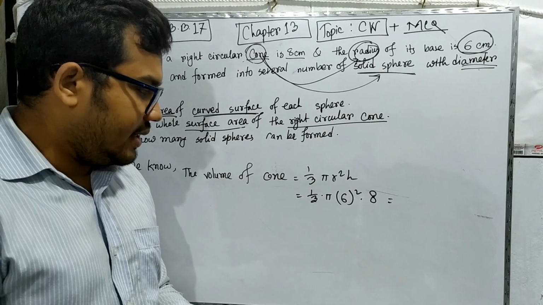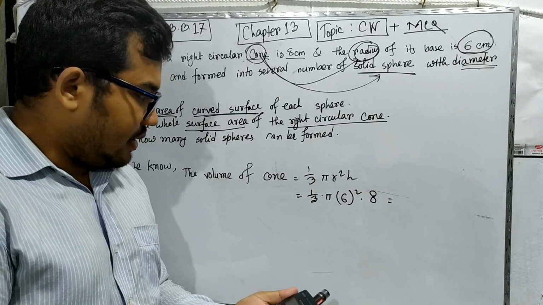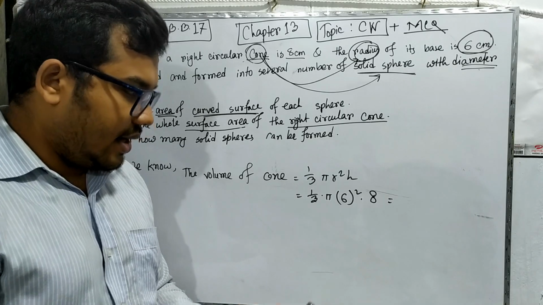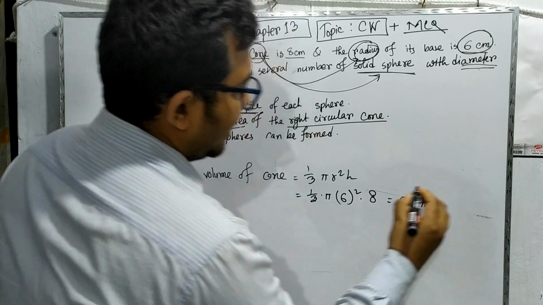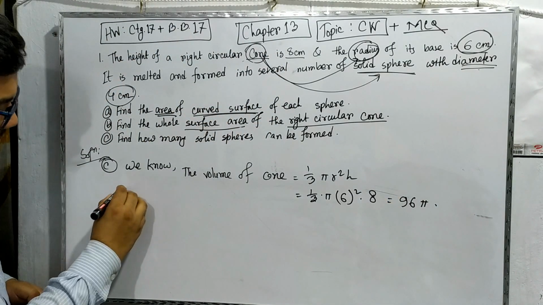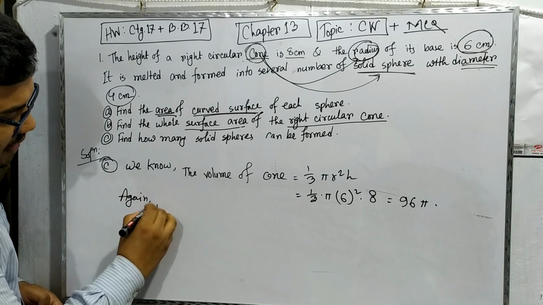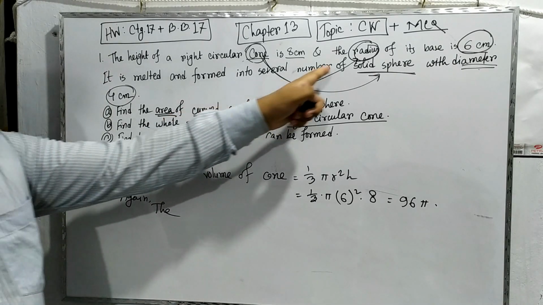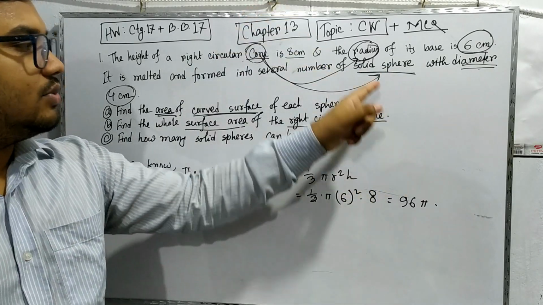If we use calculator, then it will be 8 into 36 divided by 3. It will be 96 pi. And now again the volume of solid sphere. Why? Because cone has converted into solid sphere.